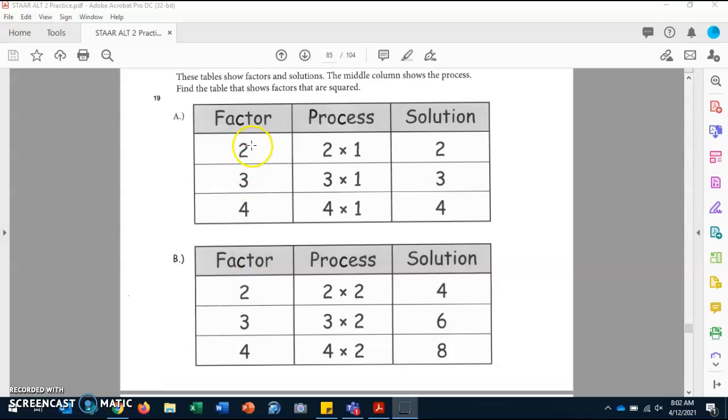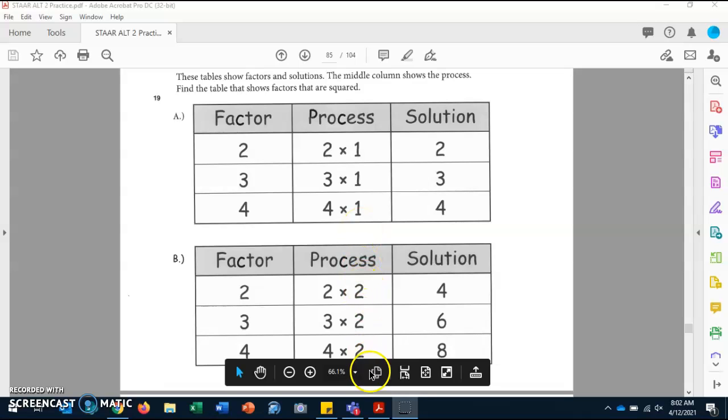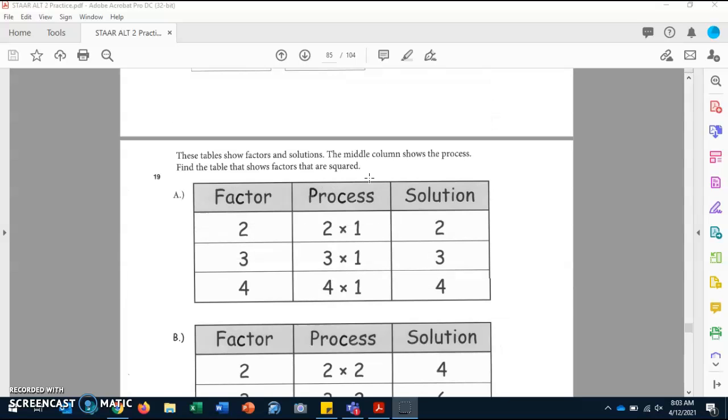So here, this is our factor, and here's our solution. And here is the process, like what are we going to multiply, and over here it's going to tell you your answer. Your solution is your answer. And here your factors, this is going to be the first numbers. And as you see, here they're multiplying by the same number. The only thing that is changing is the factor in the beginning and whatever your solution is. So they want you to find the table that is squared.